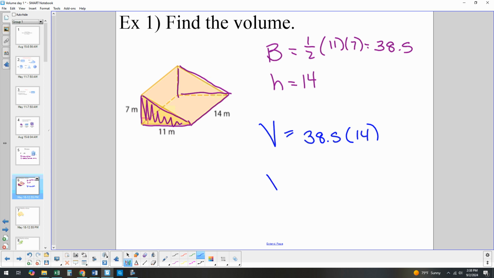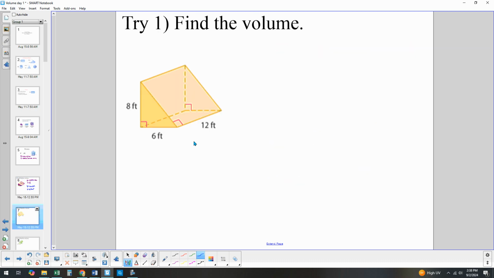So 539. And our units for volume, because we were doing this in 3 dimensions, right? Here's 1 dimension, 2nd dimension, 3rd dimension, is going to be cubic units. So the units are going to be to the 3rd power. So you can go ahead and try this one. Pause. Answers are posted online.